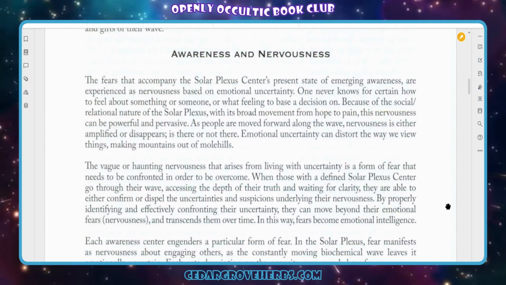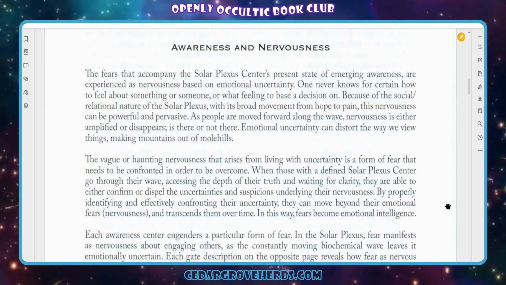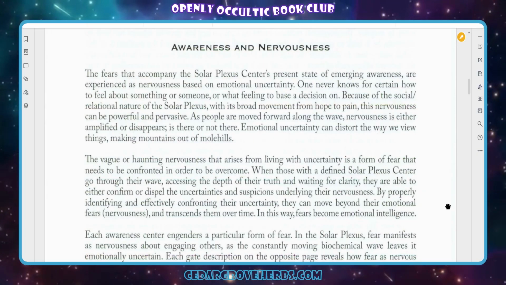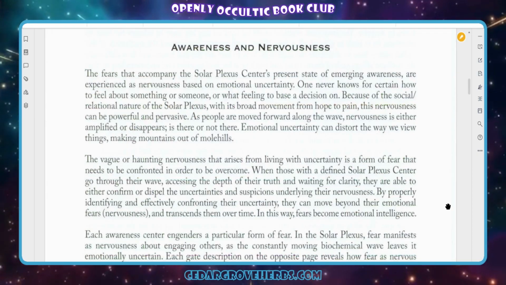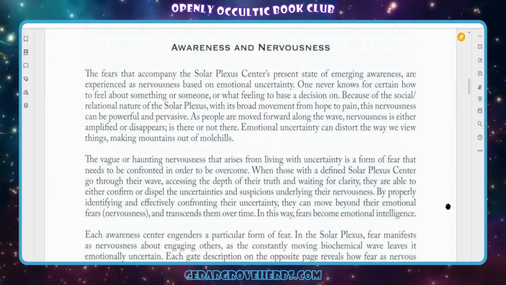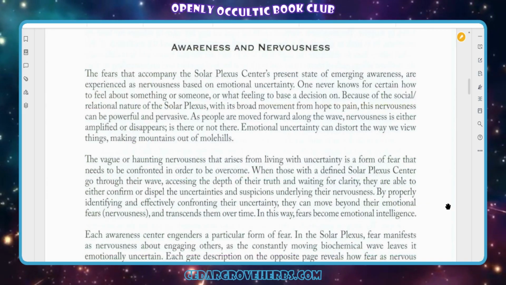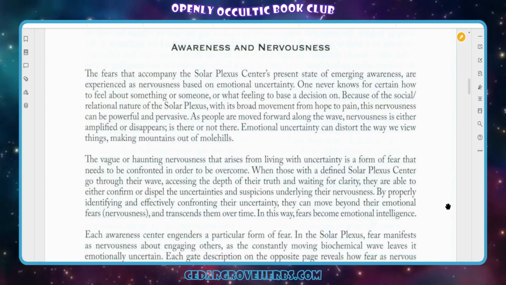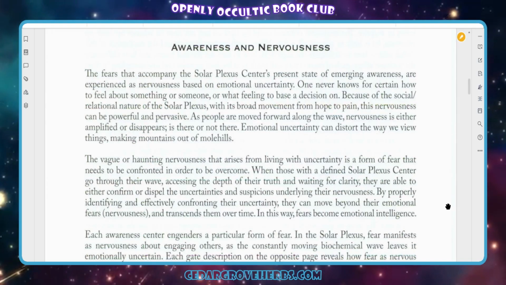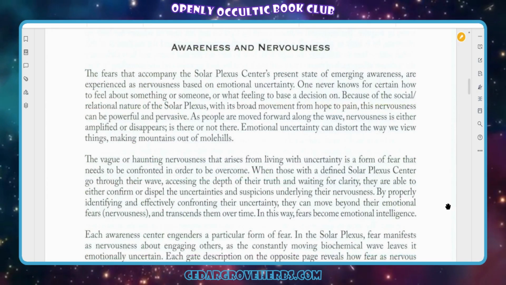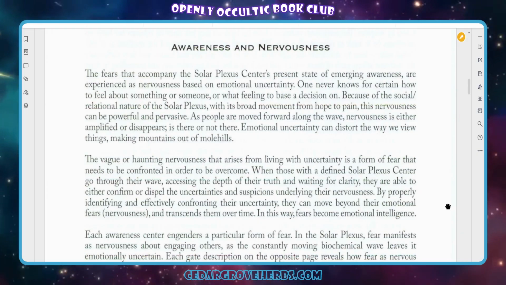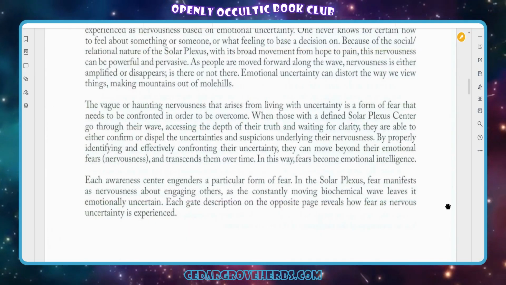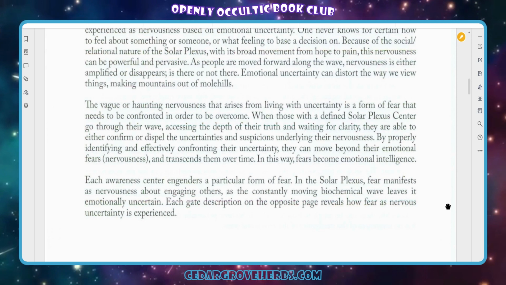Awareness and nervousness. The fears that accompany the solar plexus center's present state of emerging awareness are experienced as nervousness based on emotional uncertainty. One never knows for certain how to feel about something or someone or what feeling to base a decision on. Because of the social, relational nature of the solar plexus, with its broad movement from hope to pain, this nervousness can be powerful and pervasive. As people are moved forward along the wave, nervousness is either amplified or disappears, is there or not there. Emotional uncertainty can distort the way that we view things, making mountains out of molehills. The vague or haunting nervousness that arises from living with uncertainty is a form of fear that needs to be confronted in order to be overcome.